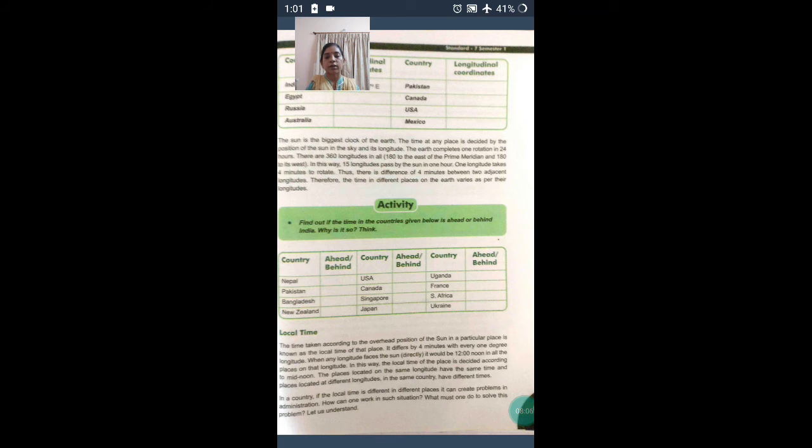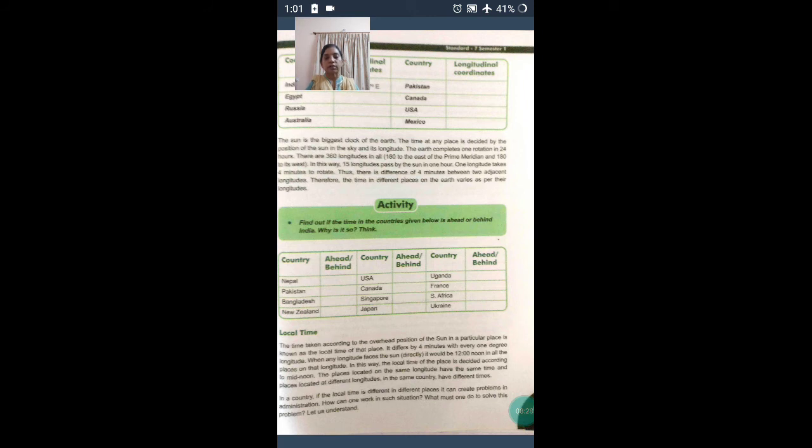In this way, 15 longitudes pass by the sun in 1 hour. One longitude takes 4 minutes to rotate. Thus, there is a difference of 4 minutes between two adjacent longitudes. Therefore, the time in different places on the earth varies as per their longitudes.